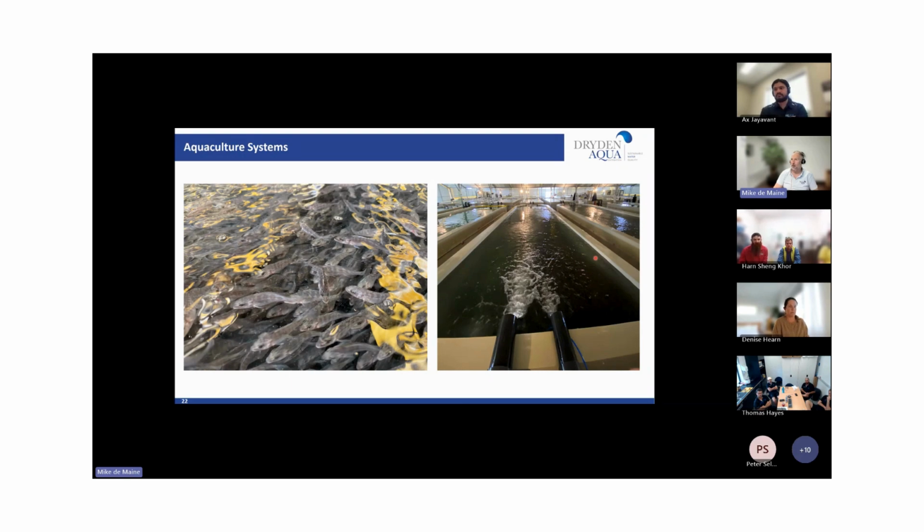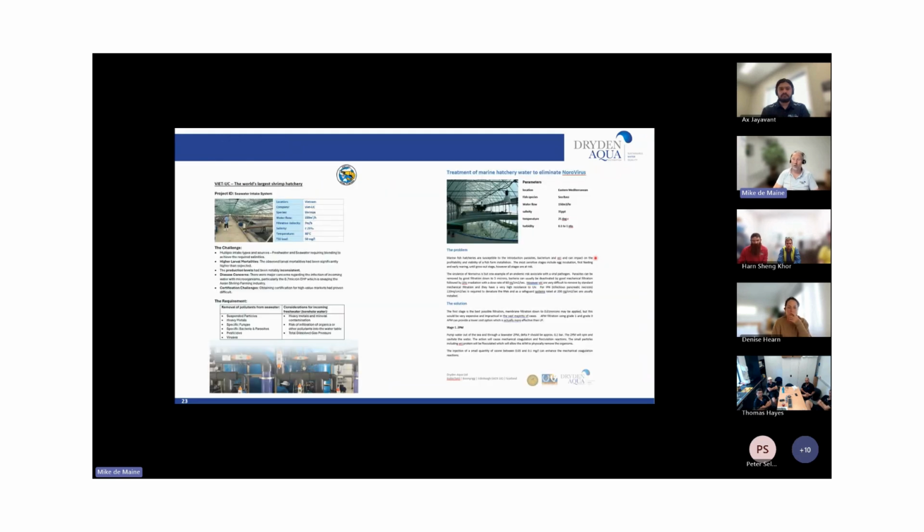Okay. Then if we talk about aquaculture systems, which now becomes more important for you, the shrimp hatcheries in Vietnam. The biggest hatchery in the world, VetUC, uses our media and our air diffusers for their intake systems, because they had very big problems with their intake systems.